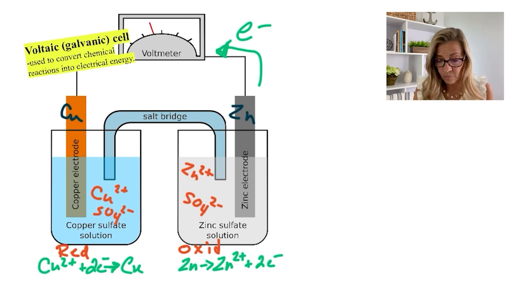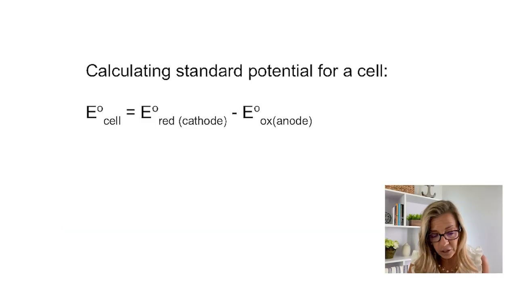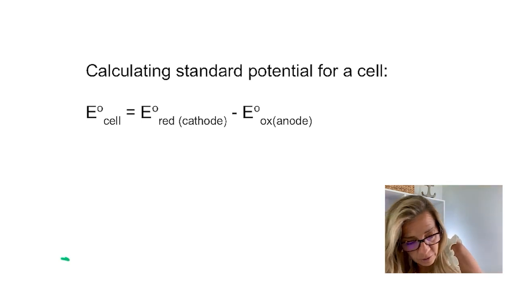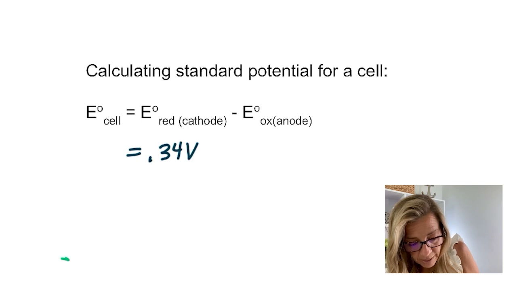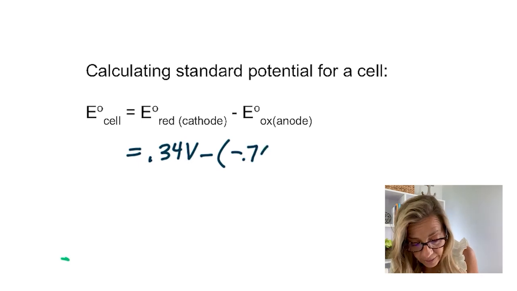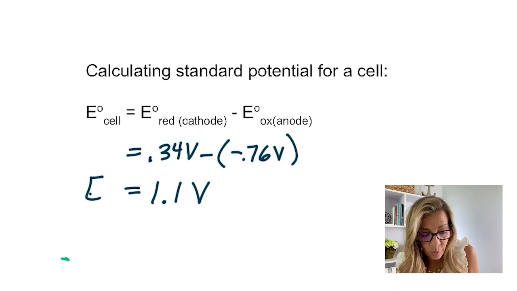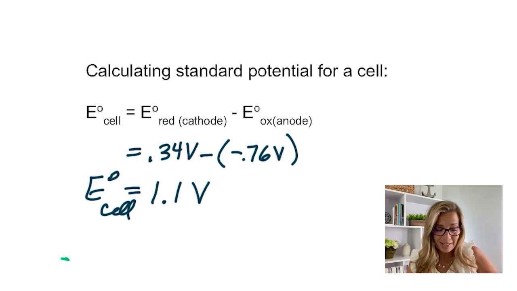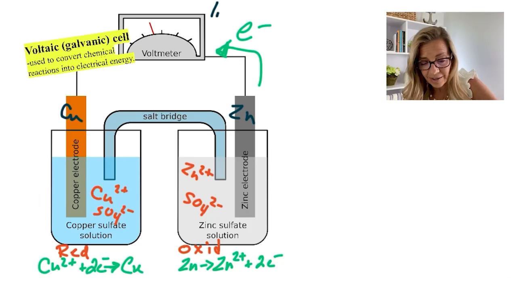So let's calculate what the voltage would be on this cell here. And so what we're going to do is take the reduction potential, which was 0.34 volts, minus the oxidation, so that was a negative 0.76 volts. So minus a negative, it's going to be a plus, and so 1.1 volts would be the potential of this cell. And if you had a voltmeter on this cell, it would be reading that. Okay, so that would be the voltage, 1.1 volts.